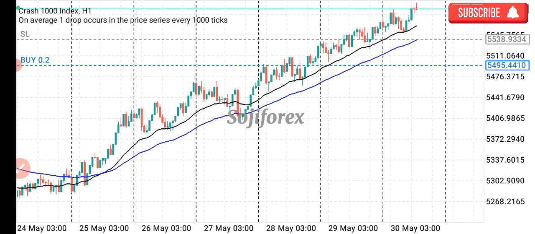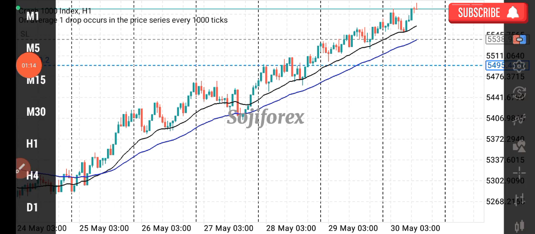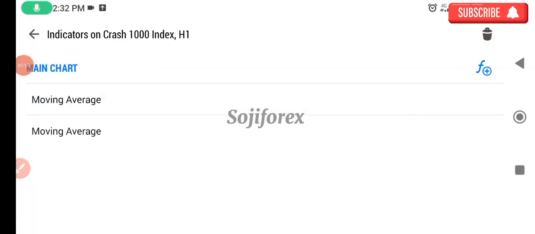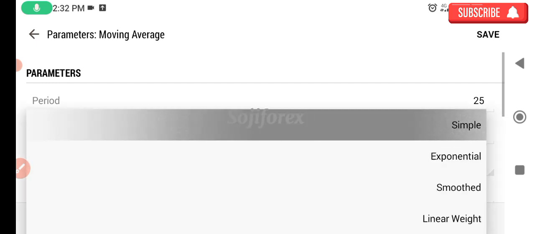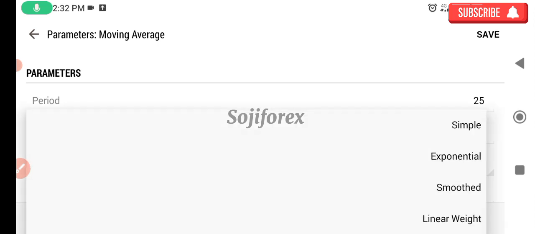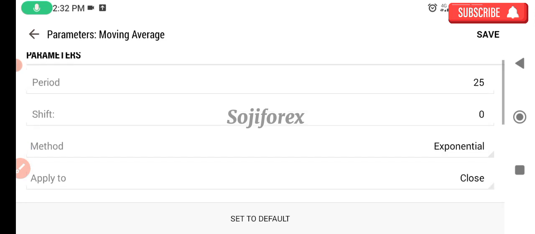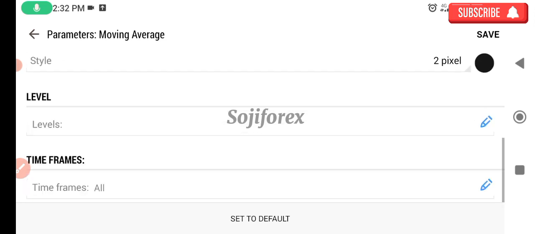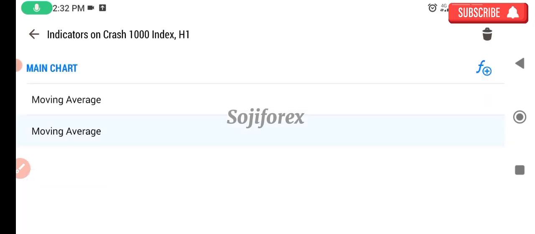So looking at my chart, we have two moving averages, and the first moving average is our moving average period 25. The shift is 0. The method is exponential. You apply to close, and for me the color is black.